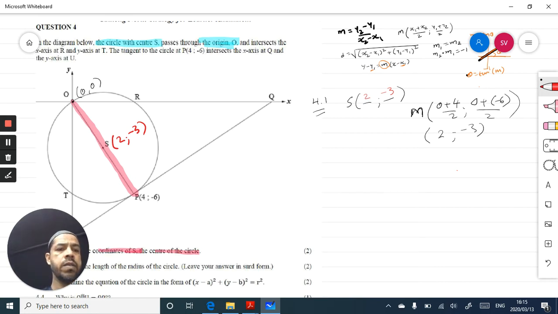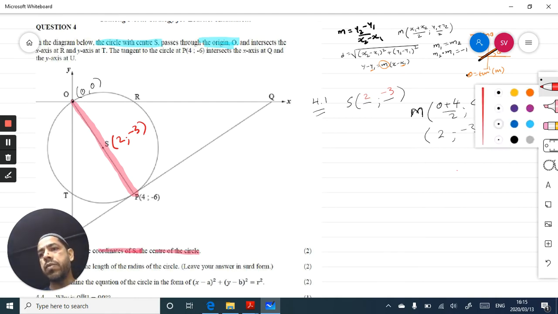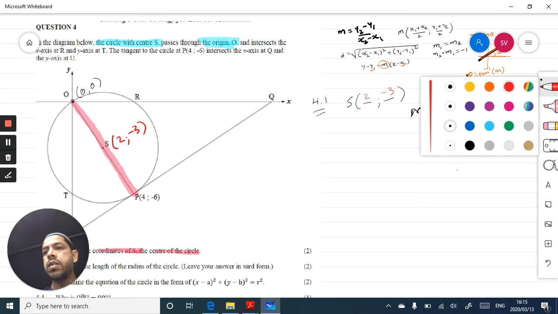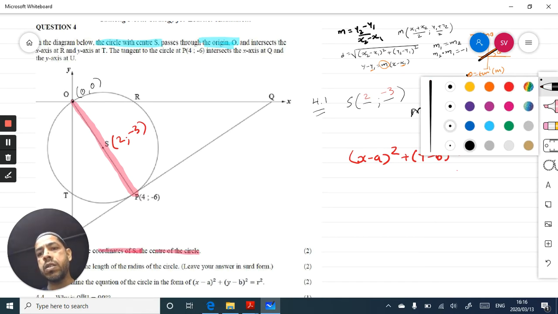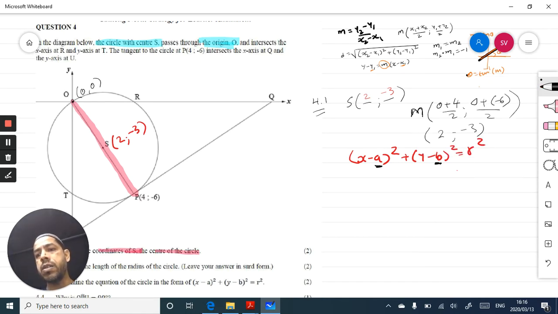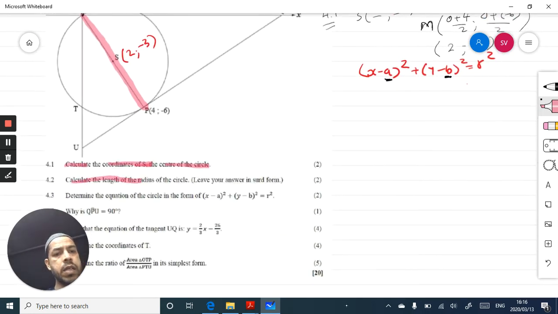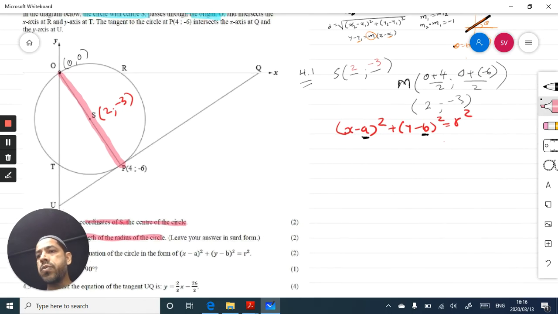So if I have the center, what else am I going to need next for this chapter? The radius. I know the equation of the circle will be given to me in the form x minus a squared plus y minus b squared equals r squared. Right now I have the value of a and the value of b, the center. What is missing for me to work here is the radius. My next question is also to calculate the length of the radius. Basically, it is my distance formula.